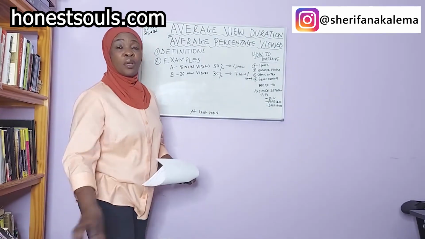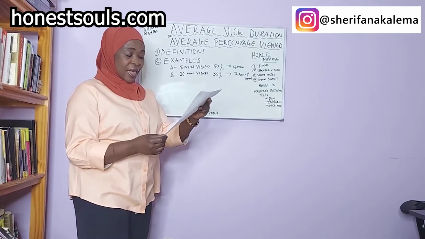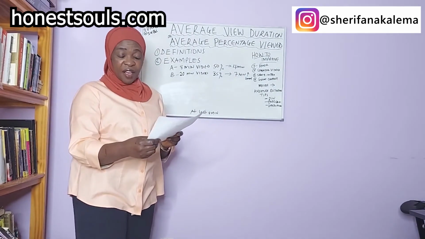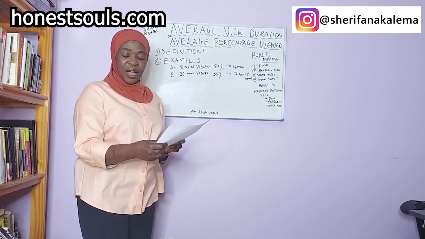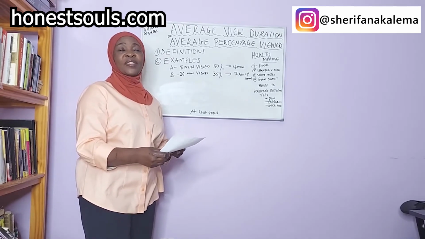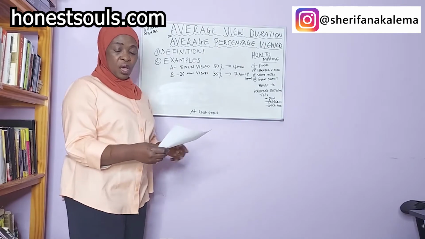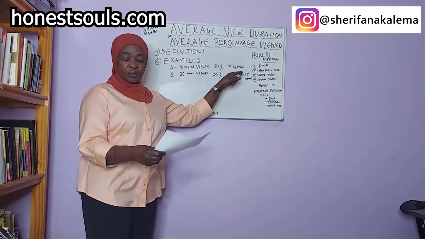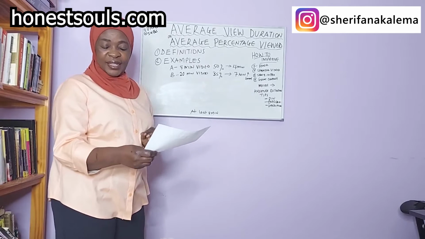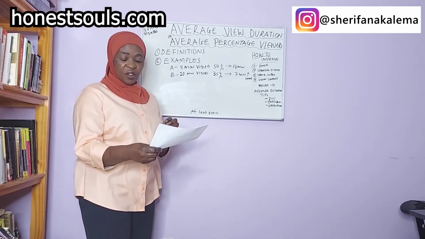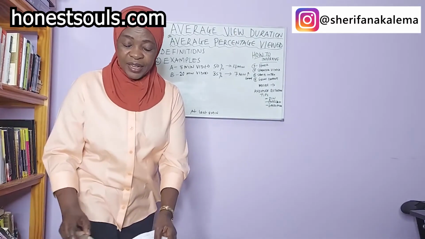I got the definitions from YouTube and I'm defining two terms. What is average view duration? Average view duration is an estimated average minutes watched per view. This will depend on the time, whatever you choose, 7 days or 28 days or 90 days, but it's the estimated average minutes watched per view. What about the average percentage viewed? Average percentage viewed is the average percentage of a video your audience watches per view. I'm going to give examples so it becomes very clear.